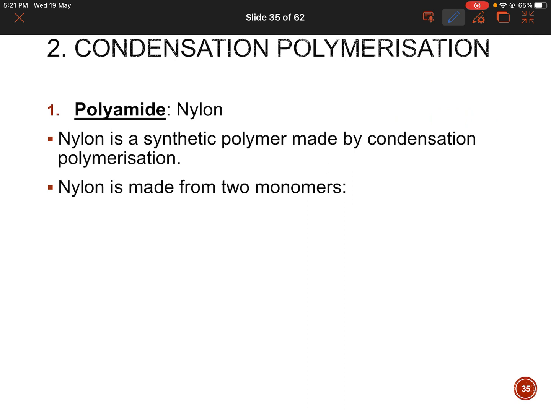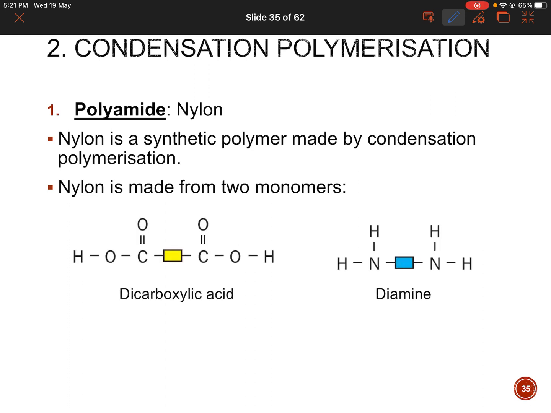A very famous synthetic polymer is nylon. Nylon is made from two monomers. The first monomer is a dicarboxylic acid. Why is that the case? Because there's a carboxyl group at both ends of the molecule. That's why it's called di, because there are two. What does this yellow box refer to? It just means a group of atoms, but we represent it by a box.